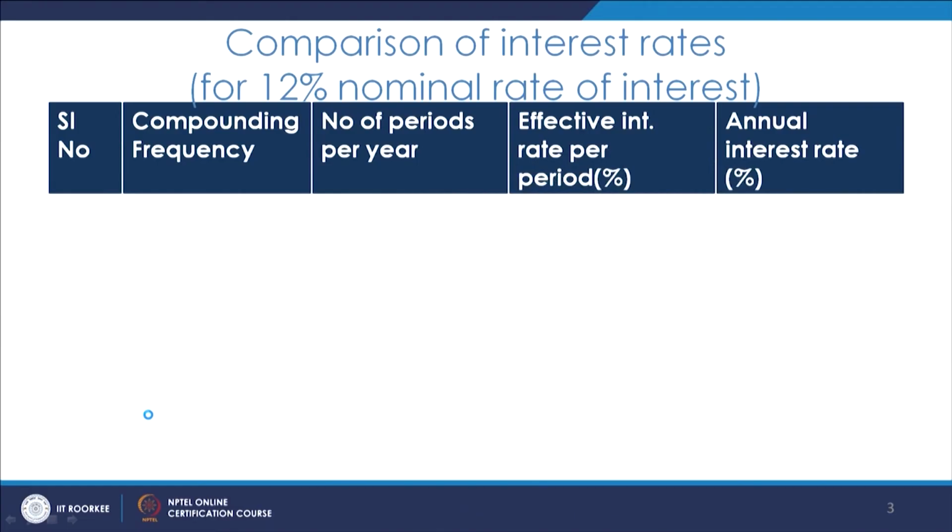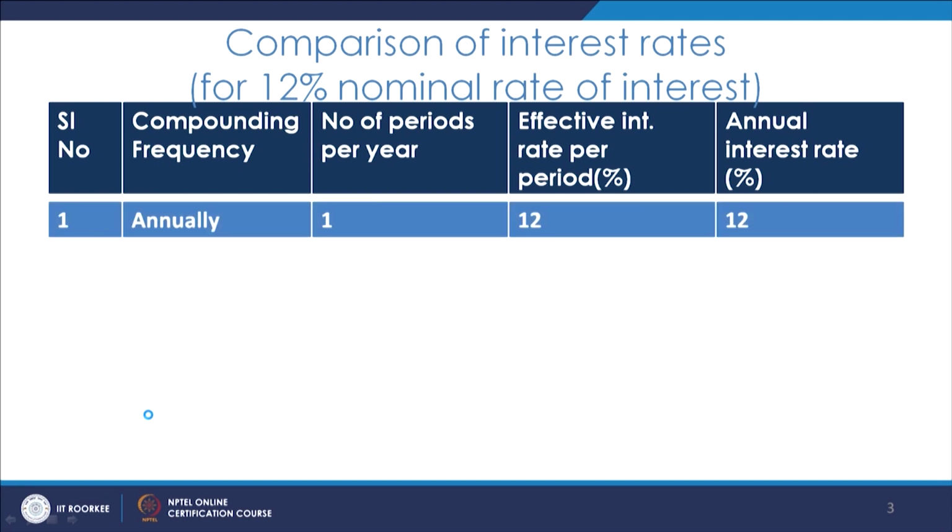Basically, we can have the table which tells us about the comparison of interest rates for 12% nominal rate of interest, and how the annual interest rate changes when we change the compounding frequency. If you look at the first case of compounding frequency, annually, it means the number of periods for which the compounding is done per year will be 1, and effective interest rate per period will be 12. So, certainly the annual interest rate becomes 12%. So, we call it 12% compounded annually.